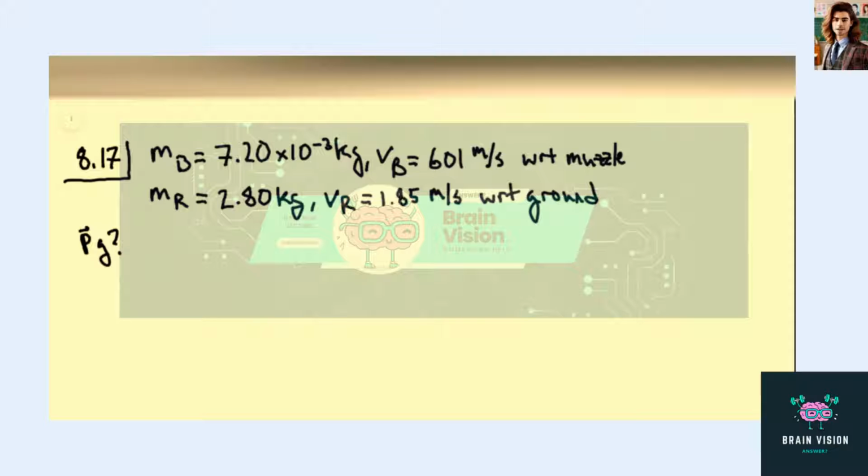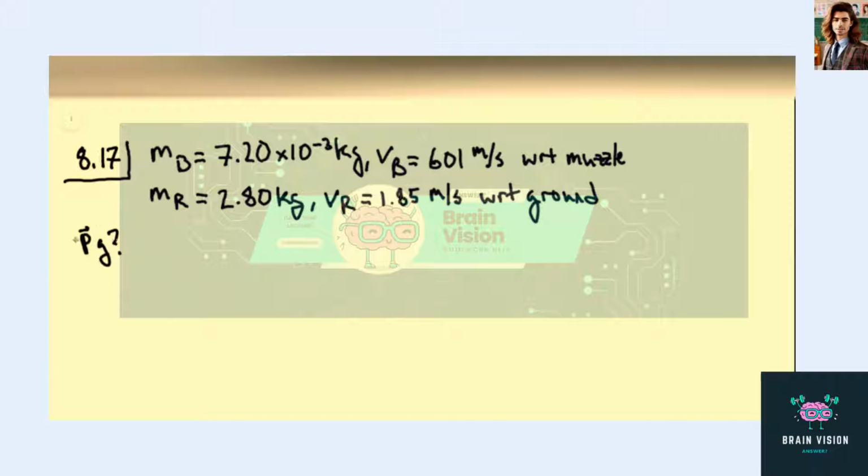This is about the recoil of a rifle being fired. So we're told a bunch of things. The mass of this 30 caliber bullet is 7.2 grams. The velocity that it leaves with respect to the muzzle of the rifle is 601 meters per second. And we're told the rifle has a mass of 2.8 kilograms, and it moves, if you hold it loosely, which you wouldn't really want to do, but okay, at a speed of 1.85 meters per second with respect to the ground or the earth.